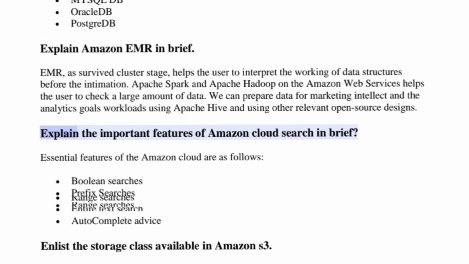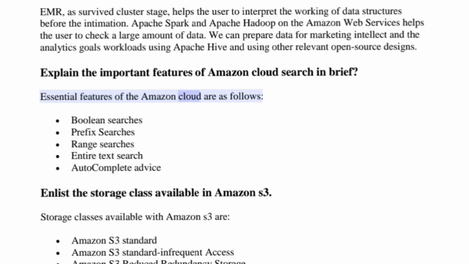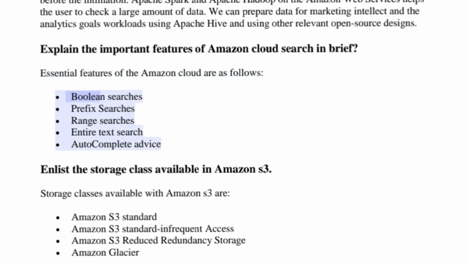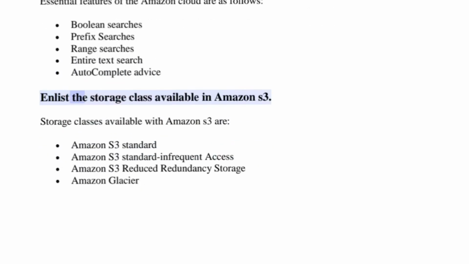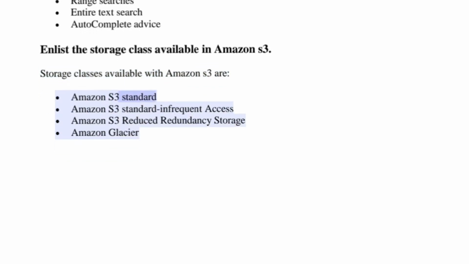Explain the important features of Amazon CloudSearch in brief. Essential features of Amazon CloudSearch are as follows. Boolean searches, prefix searches, range searches, entire text search, autocomplete advice. Enlist the storage classes available in Amazon S3. Storage classes available with Amazon S3 are Amazon S3 Standard, Amazon S3 Standard Infrequent Access, Amazon S3 Reduced Redundancy Storage, Amazon Glacier.